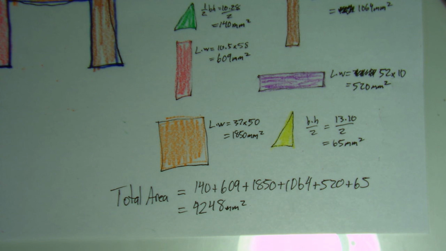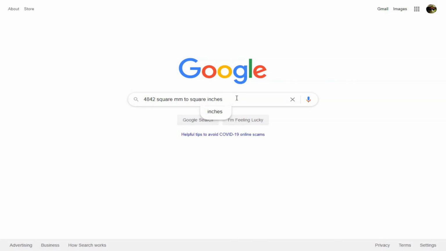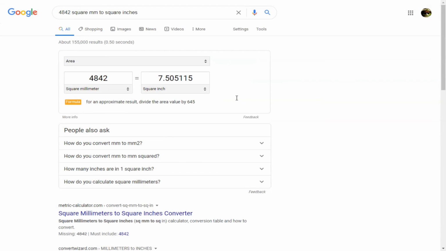Is that correct? Well, it's really hard to tell if that's right because it just seems like some arbitrary number. So just type that into Google as your unit conversion, convert it to square inches, and then kind of eyeball that many square inches on a page, and you can say, okay, that does look like we got it approximately correct.